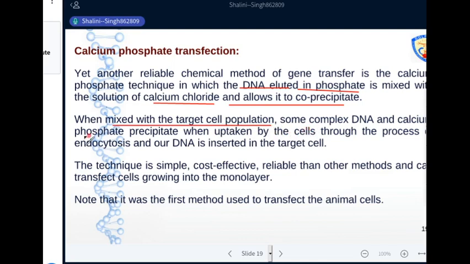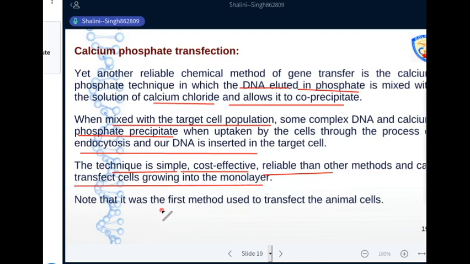The complex of DNA and calcium phosphate precipitate is taken up by the cell through the process of endocytosis, and the DNA is inserted into the target cell. This is a simple, cost effective technique, more reliable than other methods, and it can transfect cells growing as a monolayer in the case of animals. It was the first method to transfect animal cells.